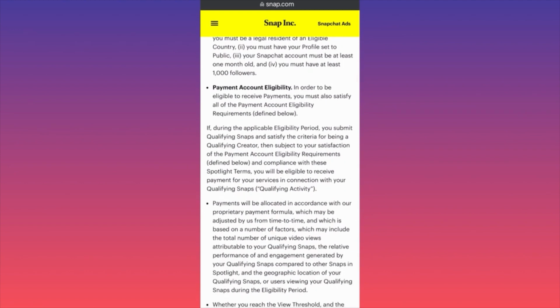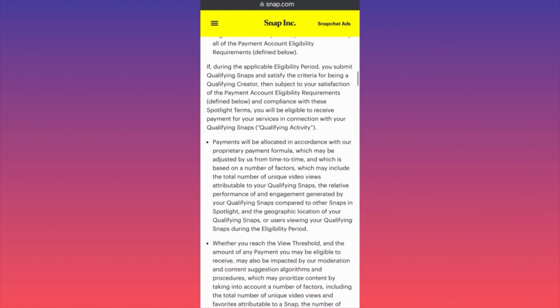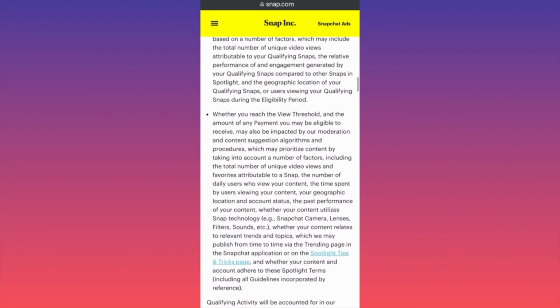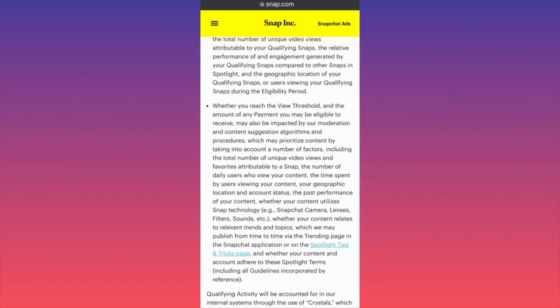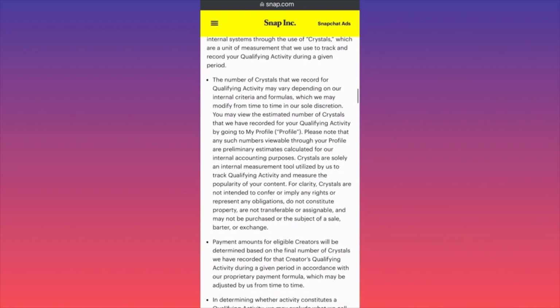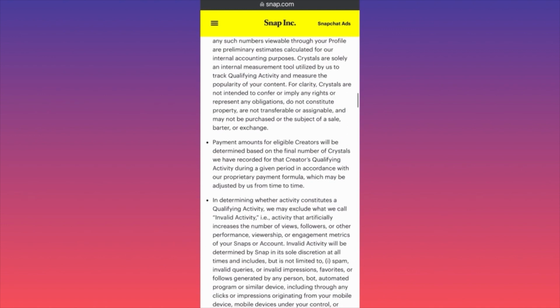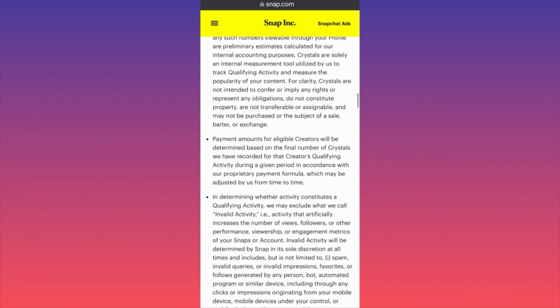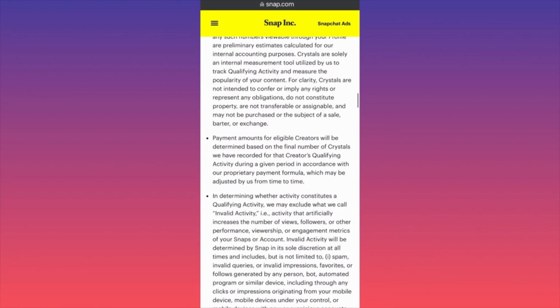Here is the payment account eligibility. In order to be eligible to receive payments, you must satisfy the payment account eligibility. Okay, what are they? Payments will be allocated in accordance with a proprietary payment formula, and so on. Whether you reach the threshold and the amount of payment you may be eligible to receive may also be impacted by moderation or content suggestion algorithm procedures. What does it mean? They're going to cut something from you or what? Payment amount for eligible creators will be determined based on the final number of crystals we have recorded for what creators qualify activity during the given period.